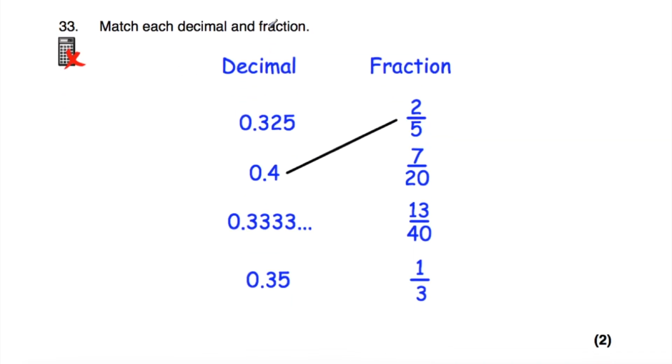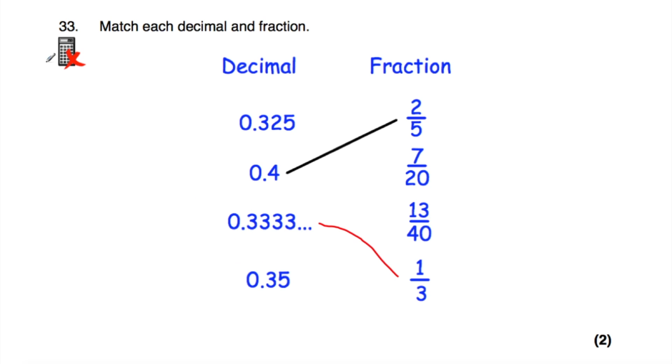So question number 33, we've got some decimals and fractions, and we need to match the decimals and the fractions. So we've got 0.4 is equal to 2/5. So we've talked about that one earlier on, that 1/5 is 0.2, so 2/5 is 0.4. A third, well, we know a third is 0.33333 and so on, so that one's a third. And then we've got two more. We've got 0.325 and 0.35, and then we've got two fractions left, which are 7/20ths and 13/40ths.